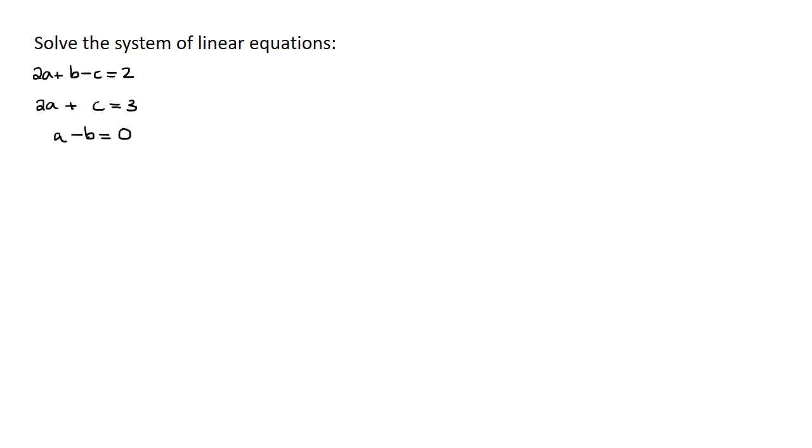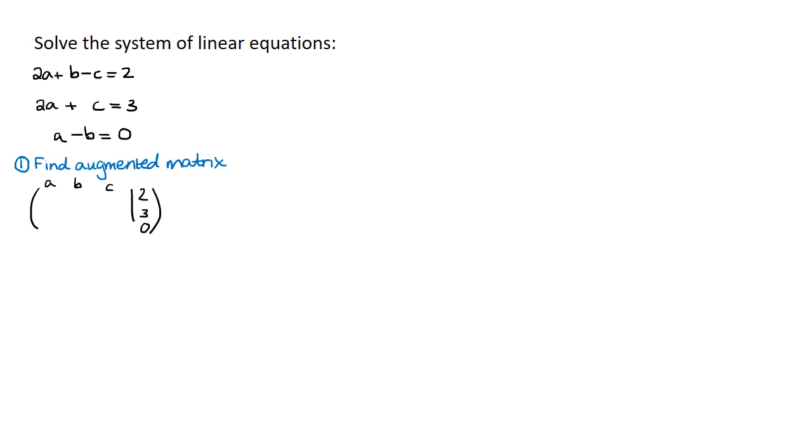We're going to solve the following system of linear equations. We begin by writing down the augmented matrix. The entries of this matrix come from the coefficients of our variables. We have three variables here, A, B, and C. And then to the right of our augment, we have what we're equal to. So here we're equal to 2, 3, and 0.